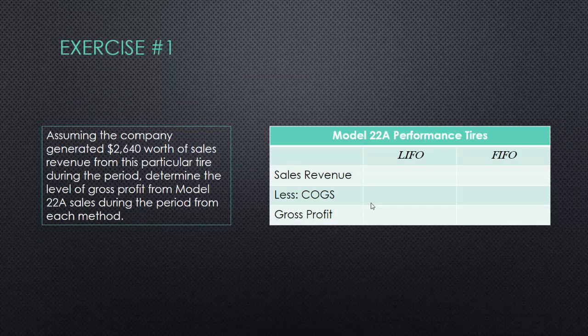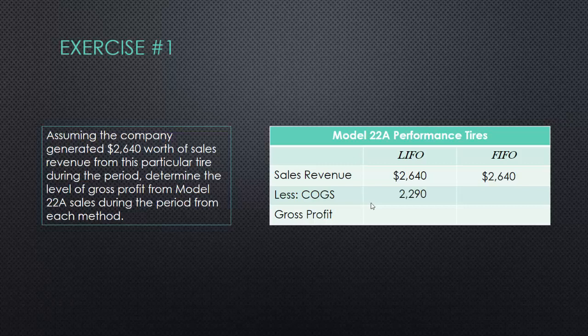So let's assume that this company, Nitro Tire Company, generated $2,640 worth of sales revenue from a particular tire during the period. Let's figure out the gross profit they're going to record under both the LIFO and the FIFO method. Well, revenues don't change based upon your inventory methodology. I don't care which one you use, it's always going to be exactly the same. In our case, $2,640. To get to gross profit, we need to subtract our COGS from our revenue.